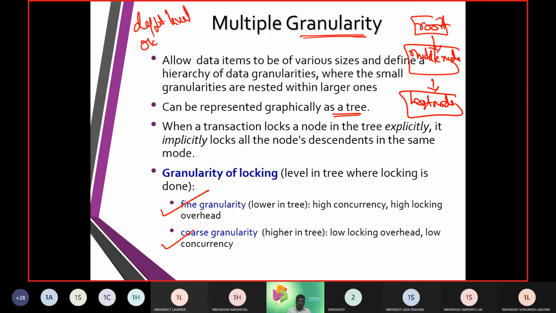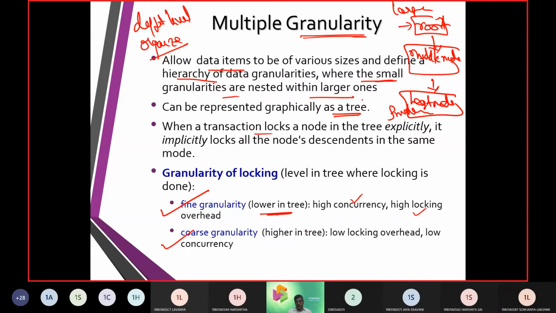So we are going to organize the data items into different levels, into different hierarchies. That is where the smaller granularities are nested in the larger ones. So at the root we have the larger ones, and at the leaf we are going to have the smaller ones. So this is what the transaction is looking at. When it is in the lower tree, we have very good concurrency control and good locking hierarchies.